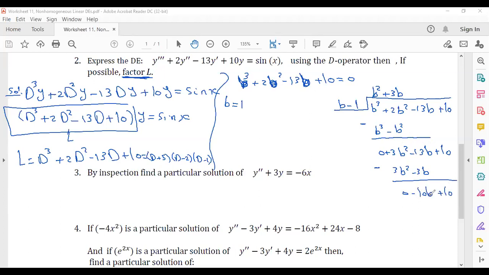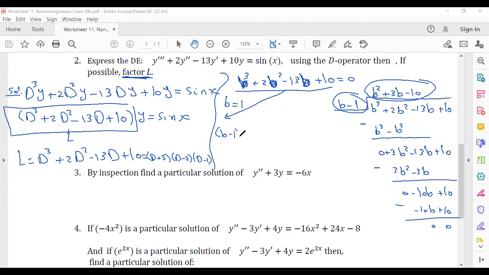Now negative 10b divided by b, it's negative 10. Now negative 10 times this term, it will be negative 10b. Negative 10 times negative 1, it's a plus 10. Subtract, it is 0 here, 0 plus 0. So I can write, instead of this expression, the product between my answer and this term. So this is b minus 1 times b squared plus 3b minus 10.